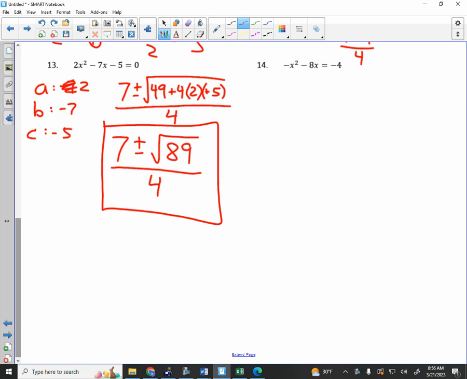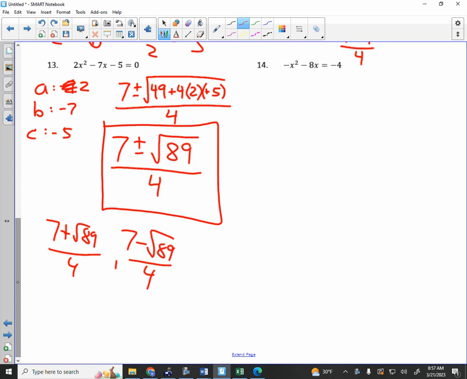One solution is 7 plus the root of 89 over 4. And the other solution is 7 minus the root of 89 over 4. You don't have to write them each out like that. You can just leave it like that. Okay? That's what that means.